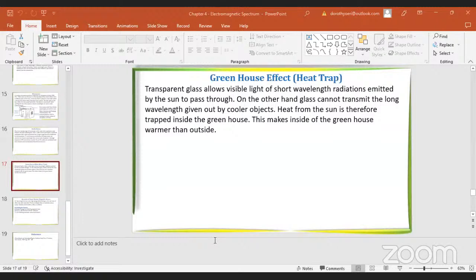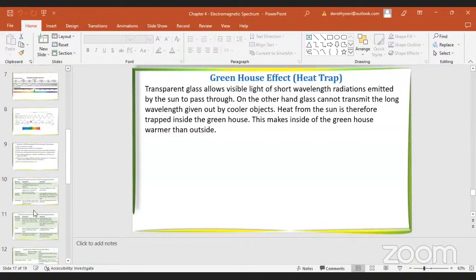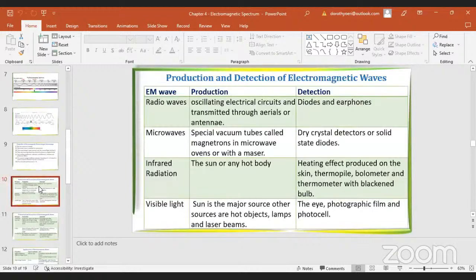Now I can see somebody here saying, please go back to the previous slide. Please return the previous table. So after that point, I have been able to take you through electromagnetic waves. I don't know whether that is what the person wants. We have gone through the electromagnetic spectrum as a topic. It's a short topic, but highly tested, and a lot can be tested from that.